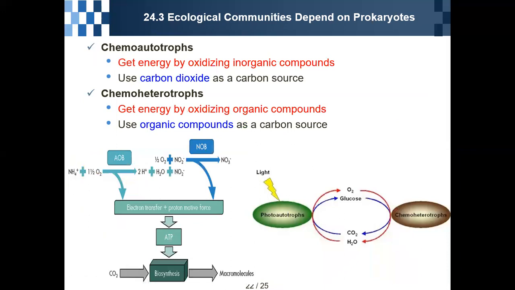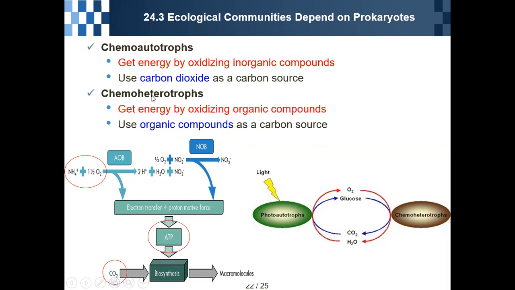Another pair is chemoautotrophs and chemoheterotrophs. Let me start with the chemoautotrophs. Chemoautotrophs get energy and make ATP by oxidizing inorganic compounds. For example, they oxidize ammonium, and after that they make ATP. Also, as autotrophs, they use carbon dioxide as a carbon source.